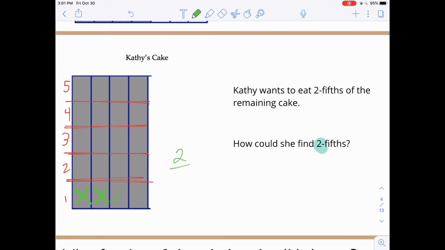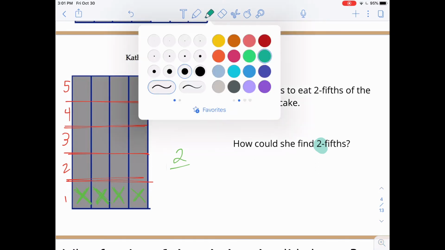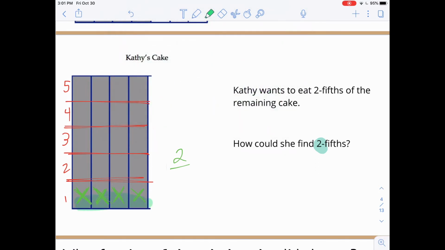She's eating 2 rows. Here's the first row. Don't judge Kathy. She's hungry. Here's the very first row. 1 row. 2 rows. She's eaten 2 out of 5 rows, or 2/5 of the remaining cake.